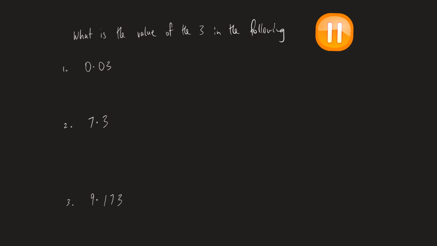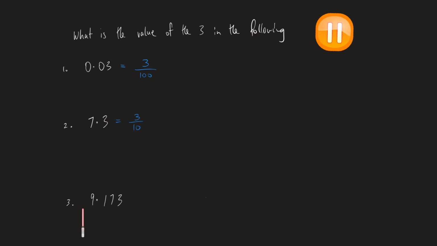So I'm hoping that you've already had a go. So with number 1, 0.03, we've got our tenths column and our hundredths column. So the 3 represents 3 over 100 for that first one. With number 2, we have 7.3 is our decimal, and then our tenths column. So with this one, the 3 represents 3 over 10.